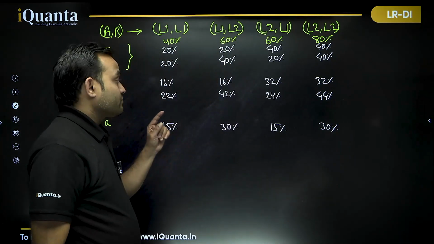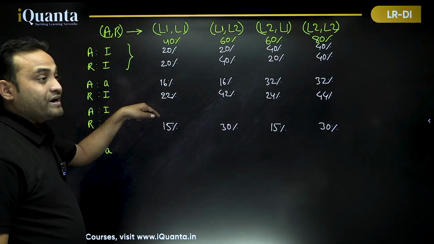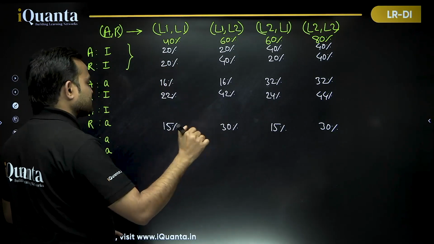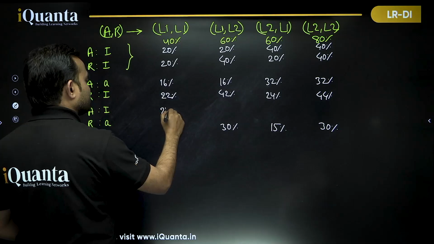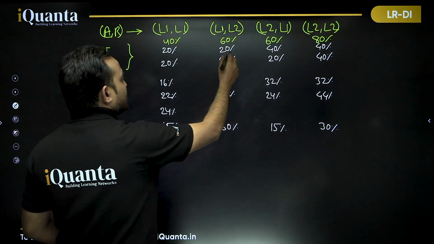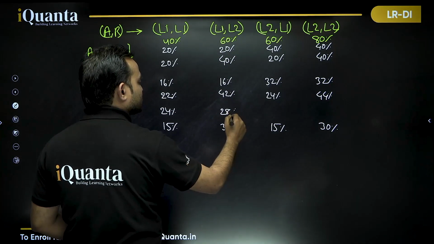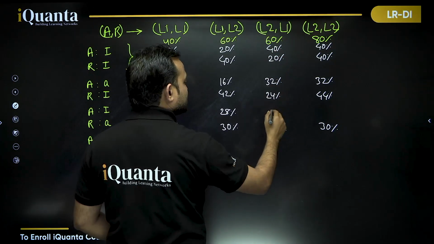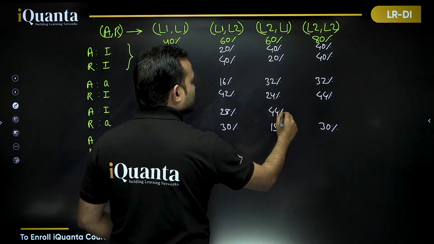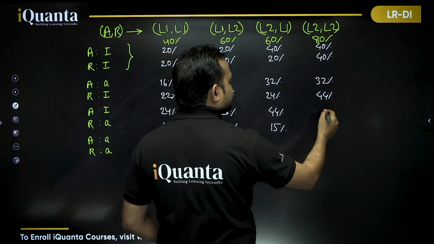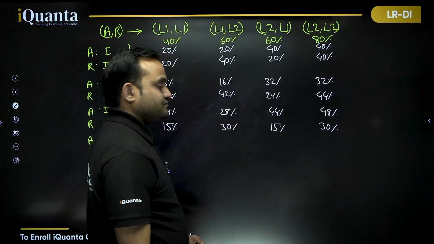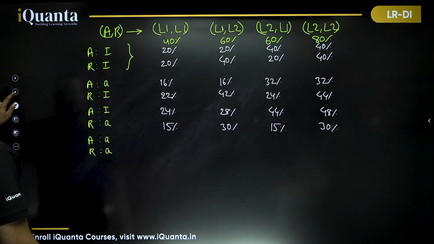Now, in case of Amia, 20% of Ramya will be added. So 20% of 20% is 4%. So this will become 24%. In this case, 8, so this will be 28%. In this case, 4% will be added, 44%. And in this case, 8% will be added. So this will become 48%. Now, what's the last part?